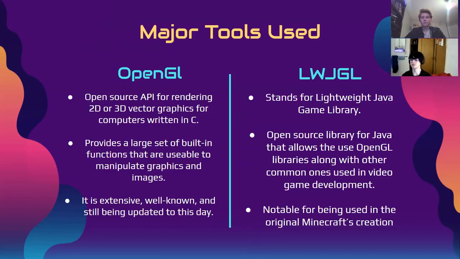LWJGL just stands for Lightweight Java Game Library. It is an open source library for Java that allows the use of OpenGL libraries along with other common ones used in video game development. It is notable for being used in the original Minecraft's creation.